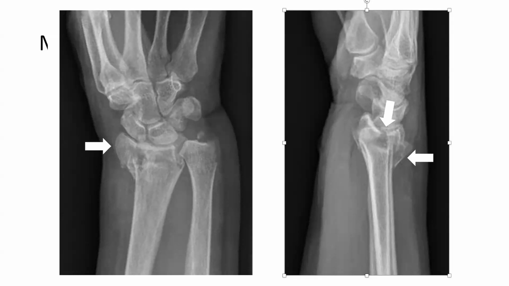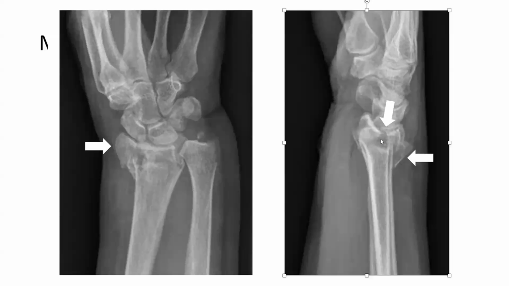Exactly. So this is intra-articular. This is much worse. This is comminuted. You can see on the AP that this fracture is a bit more distal. It extends into the articular surface. But the thing that really tells you that this is a bad fracture is the lateral.